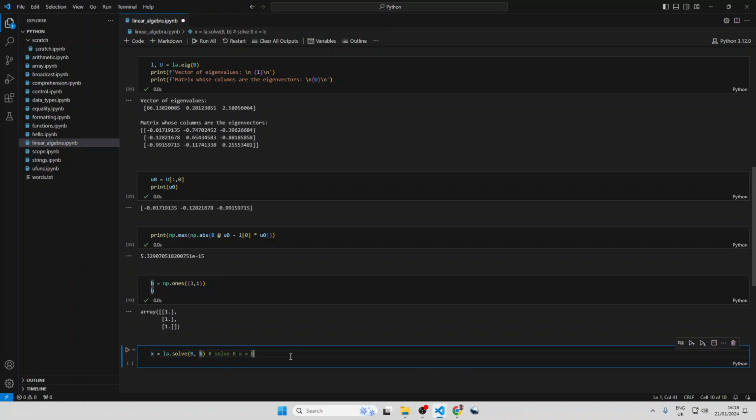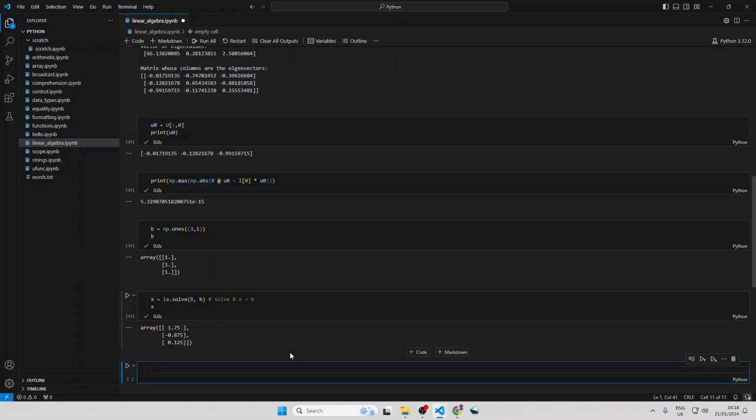Notice here I've put in a hash mark. That's the comment mark, and we've not done that so far, but anything after the hash gets ignored. So we just put that in a comment to explain what we're doing here. We're solving the equation Bx equals b using this function la.solve, and then let's print the result. Okay, so we get our answer: 1.75, minus 0.875, 0.125.